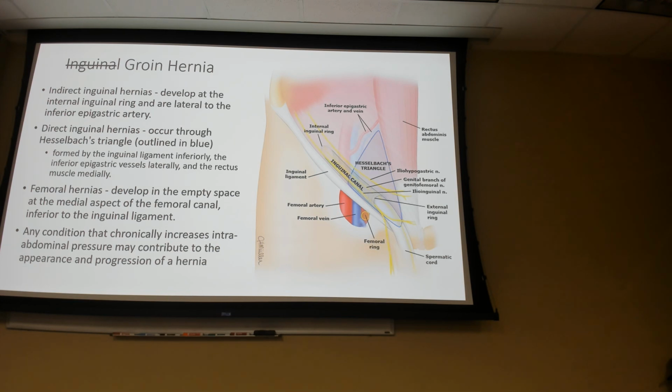And we'll get into the details on those, but it has the highest risk of incarceration and strangulation, and they typically don't present until that happens. But risk factors, anything that increases intra-abdominal pressure is going to be a risk factor for hernias. And the most common being the indirect, and it's congenital, so there's some sort of defect from birth. And a lot of times we don't notice it till we're a little bit older.